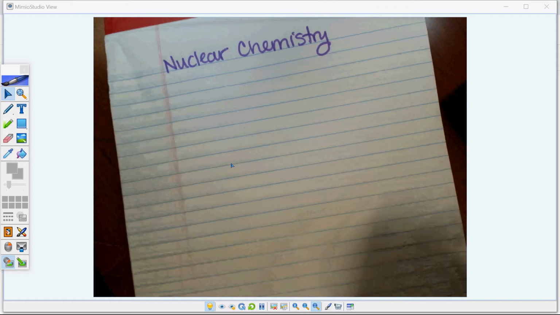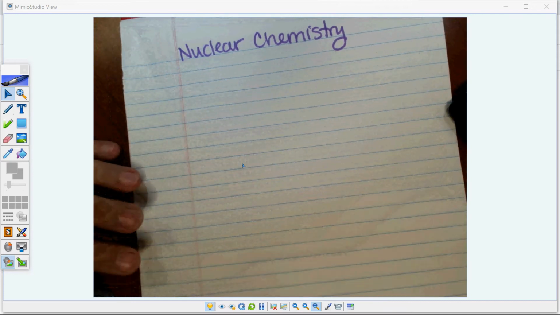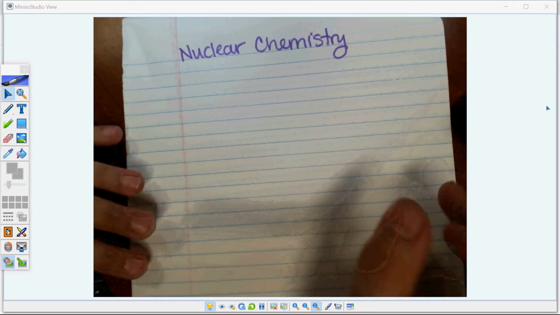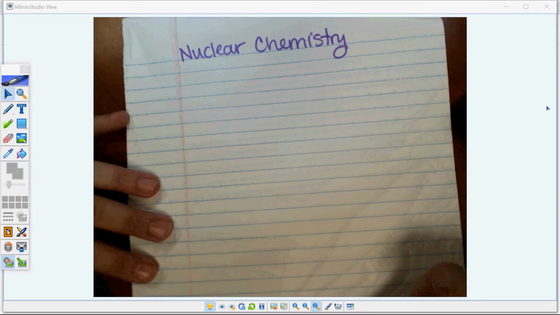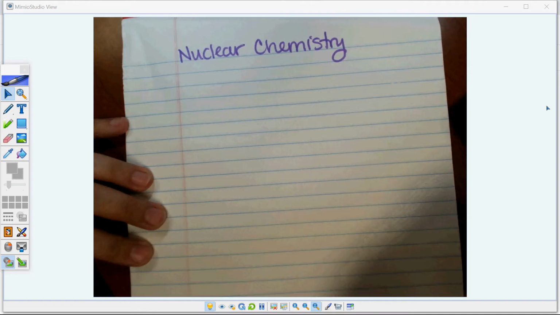Nuclear chemistry is... there's not a whole lot of information we have to cover in this unit, and so it kind of gets smushed into Unit 4. So basically, I'm just going to go over a couple definitions, what it means to balance a nuclear equation, and then the concept of something called half-life.